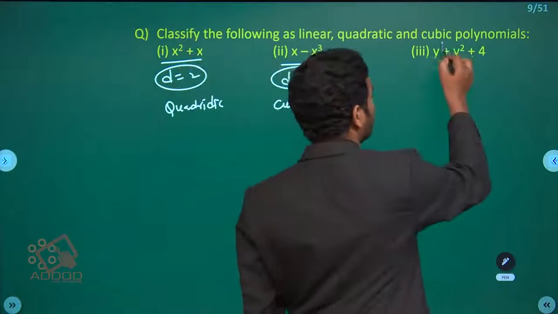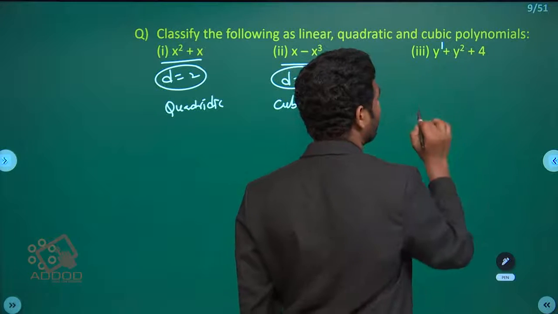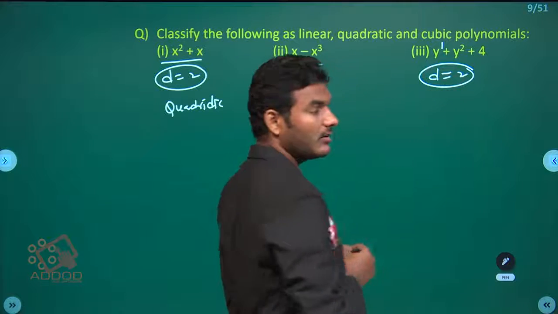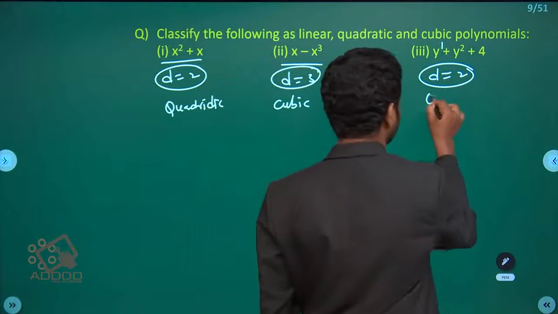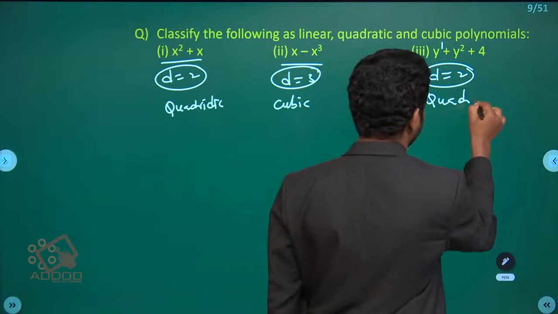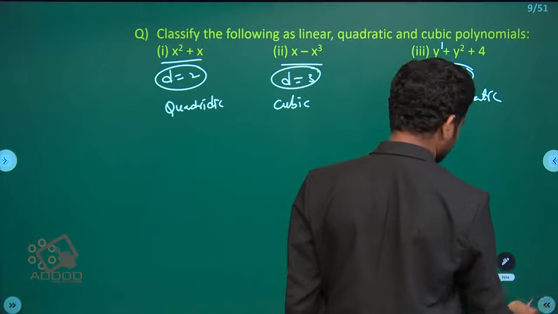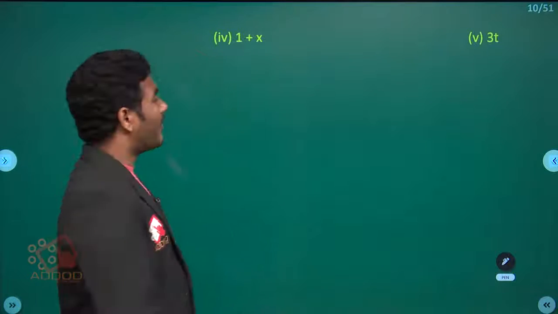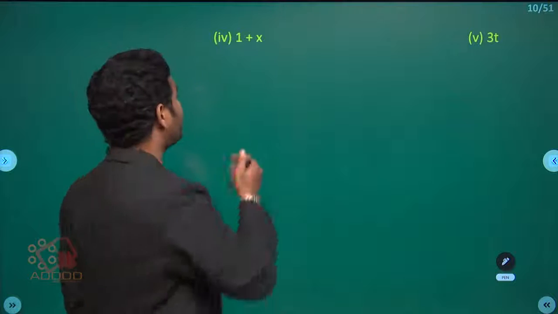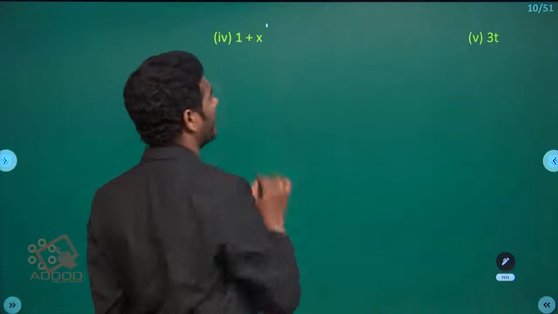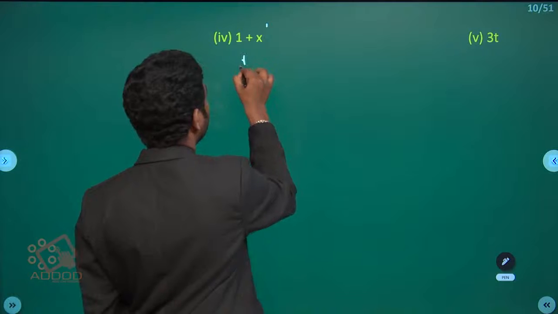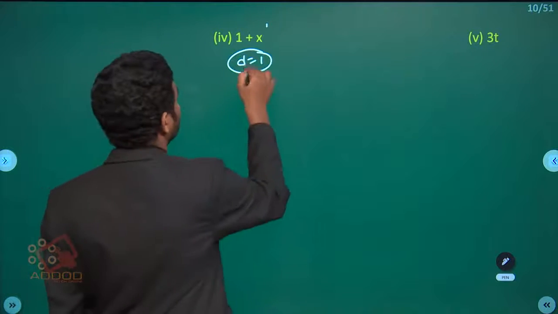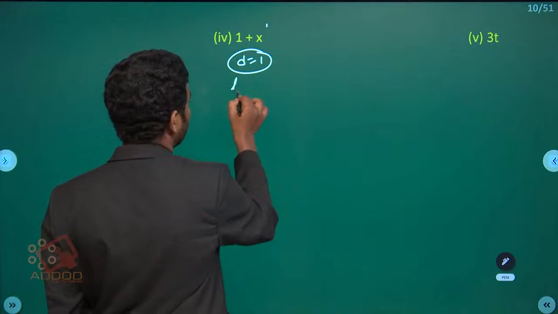Here y power 1 is there, y power 2 is there. So the highest degree is what? Degree is equal to 2. So this is called what? This is a quadratic polynomial. Degree is 2, so it is called a quadratic polynomial. Next, 1 plus x, right? x power 1 is there. Degree is equal to 1. The variable power is only 1. Therefore, it is called a linear polynomial.